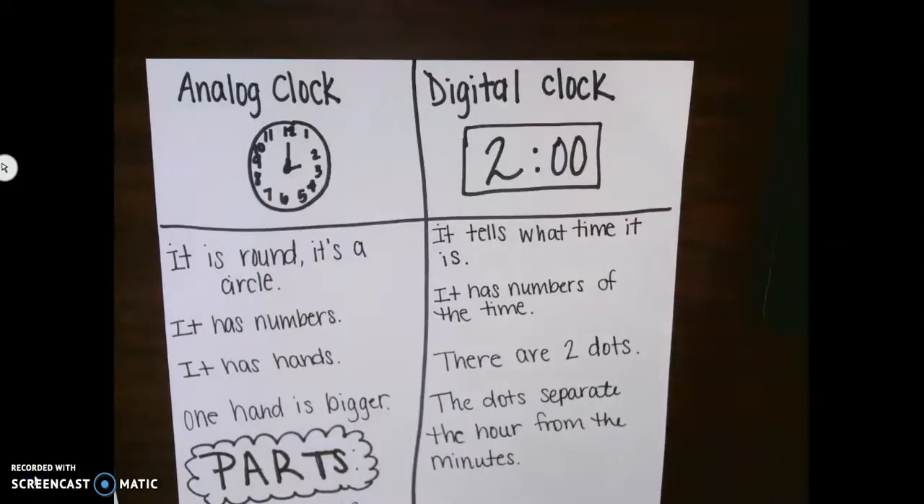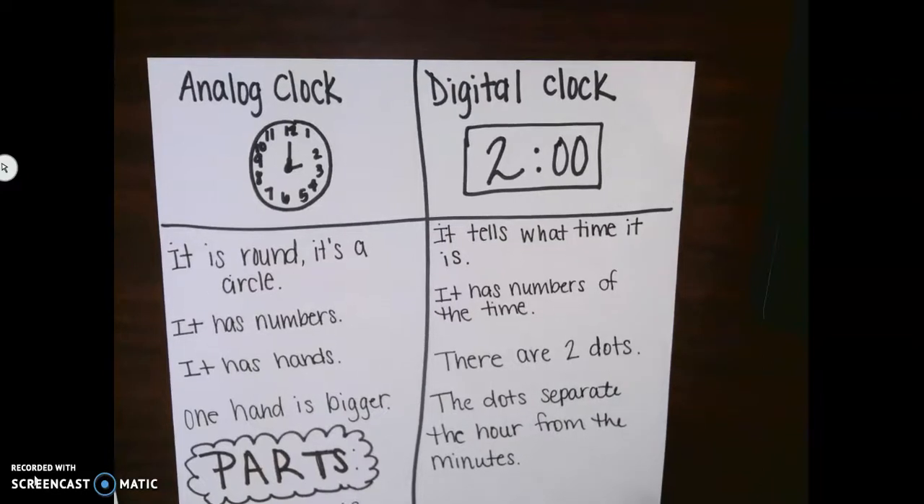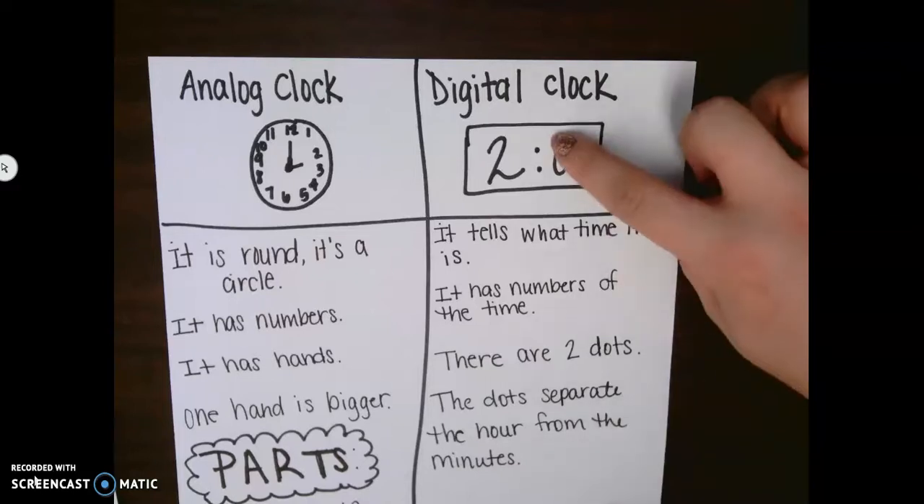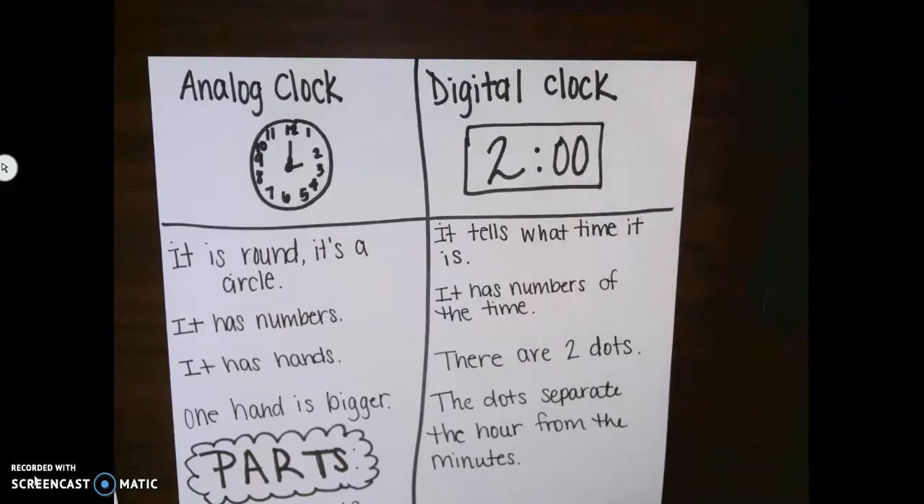Okay, friends, so I have written down some answers that I have found. For the analog clock, it is round and it is a circle. It has numbers, it has hands, and one hand is bigger. For our digital clock, it tells us what time it is. It has numbers of the time, and there are 2 dots, and the dots separate the hour from the minutes.